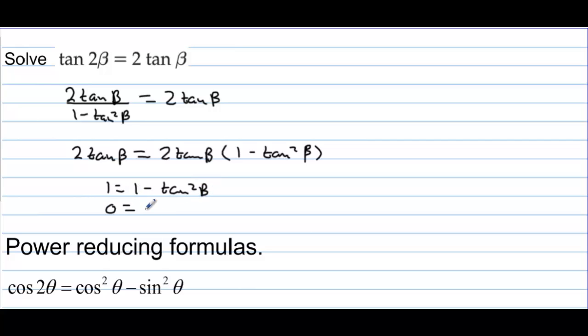Subtract 1 from both sides, we get negative tangent squared beta, and then tangent squared beta is equal to 0, and when you square root, you get 0 also. So beta is equal to 0 and pi.